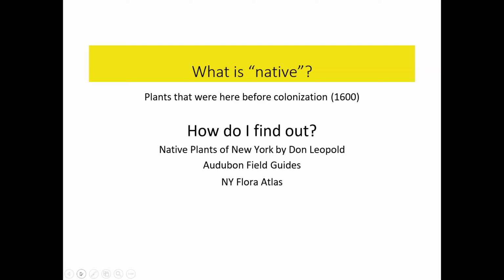And you can go to a lot of different books to find out what's native and what isn't. The Native Plants of New York by Don Leopold is an excellent book. The Audubon Field Guides will tell you if things are native. You can also go online to the New York Flora Atlas. Just Google New York Flora Atlas, and you can type in the common name, or if you know the scientific name, you can use that too. Either way, it will tell you if a plant is native or not.